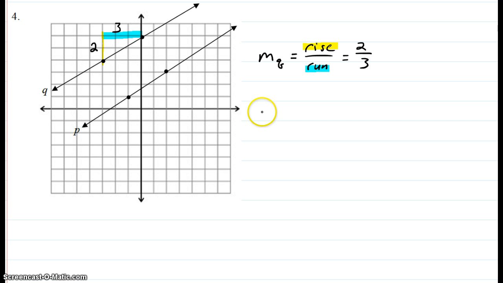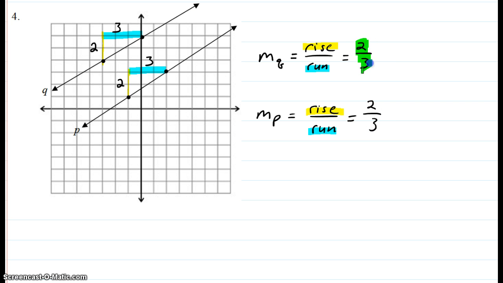Now let's find the slope of P. Starting on the left dot, we go up. Now we have to run to the right dot. We have to go to the right. So here I went up 2. Here I went over 3. Up 2, over 3.